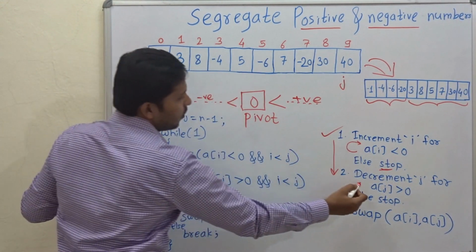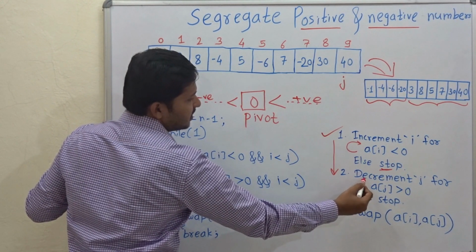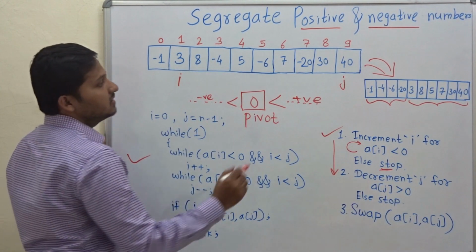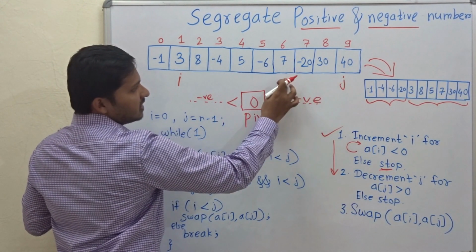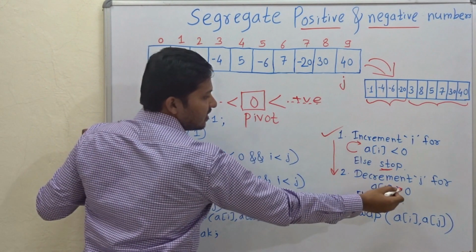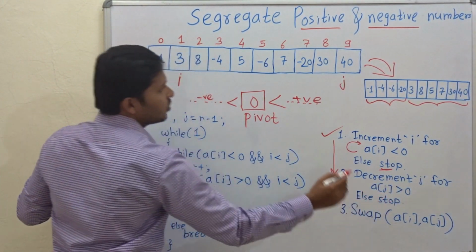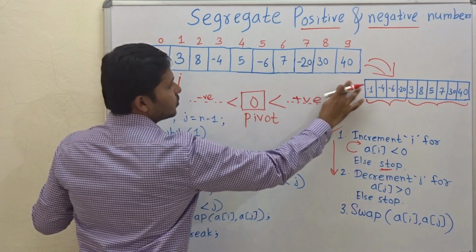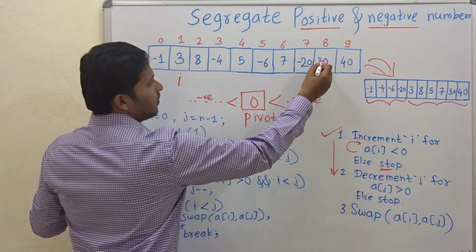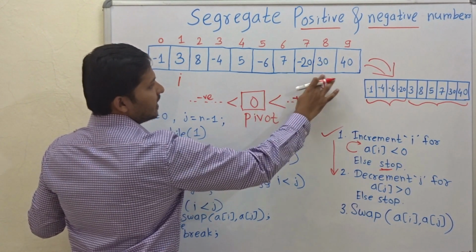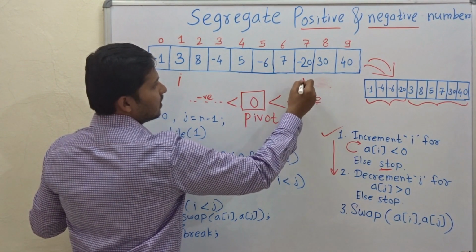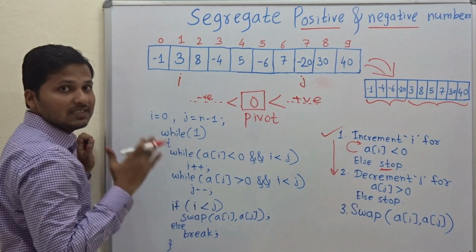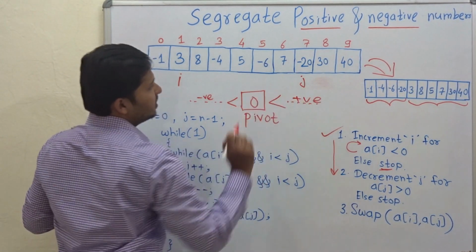Then go for j. The step is decrement j for a of j greater than 0, means you have to keep decrementing j while a of j is greater than 0, else you have to stop. So see whether 40 is greater than 0. Yes, it is. So you decrement j. Whether 30 is greater than 0. Yes, so you decrement j. Now whether -20 is greater than 0. No, it is not. So you have to stop here.